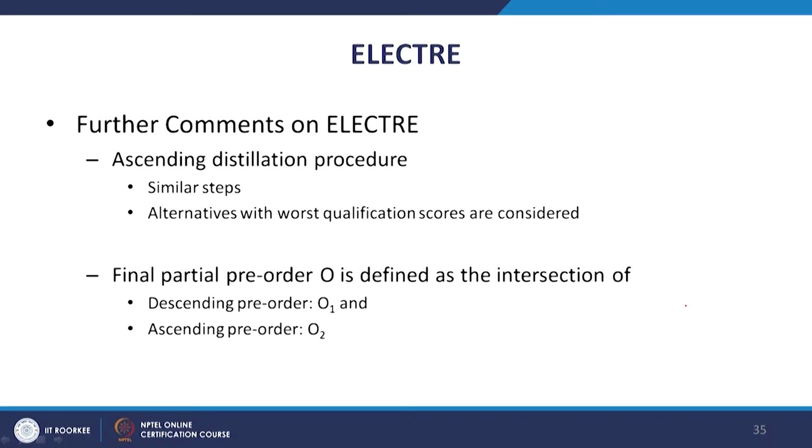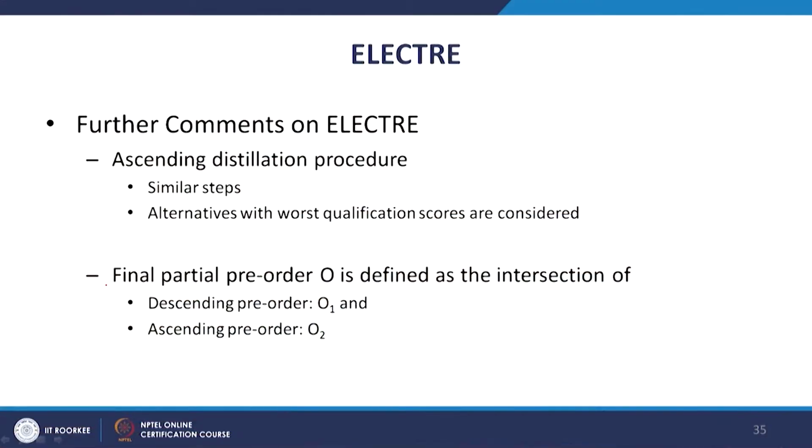So, in the two procedures that we have, the descending distillation procedure and the ascending distillation procedure, in the descending one we look for the alternative with the best score, with the highest qualification score, and in the ascending distillation procedure we look for the alternative with the worst qualification scores. And using these two procedures, two pre-orders are computed which are referred to as O1 and O2.